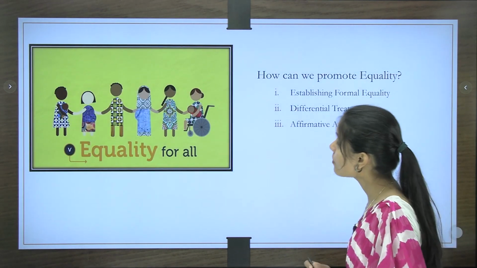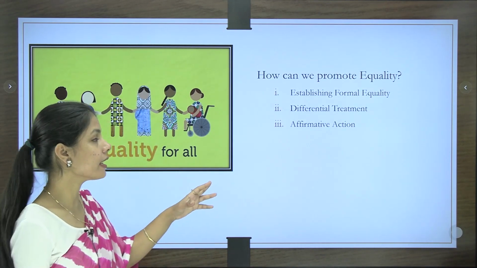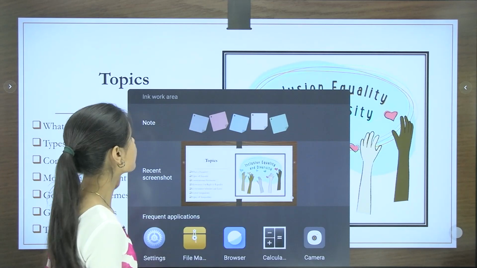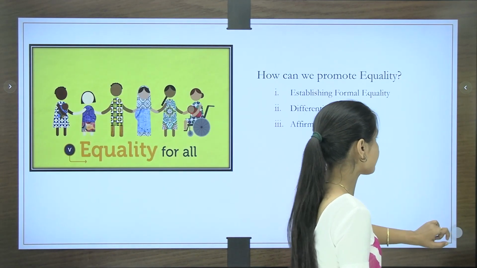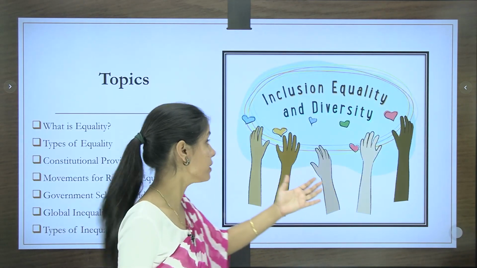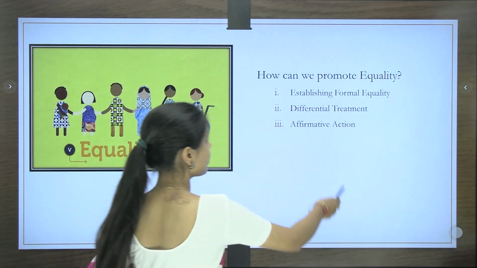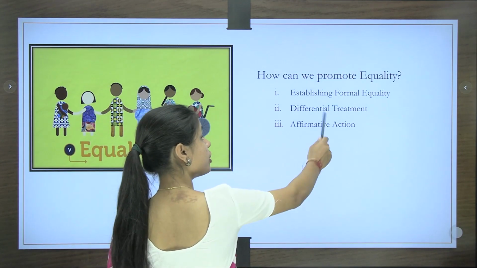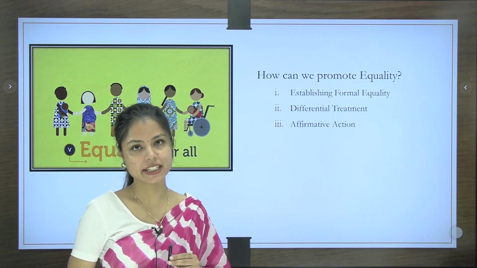Moreover, we'll also be understanding how can we tackle these inequalities that exist in India, or what are the ways through which we can ensure that there is less and less of inequality and more of equality. So we'll be talking about how to establish formal equality, what is differential treatment, and finally the very important concept of affirmative action.